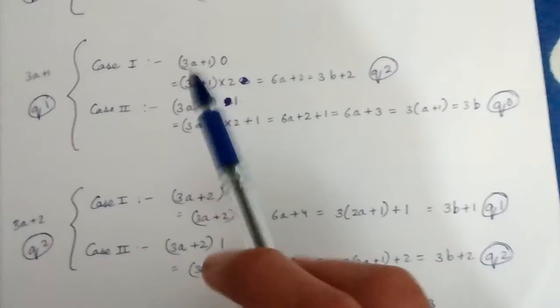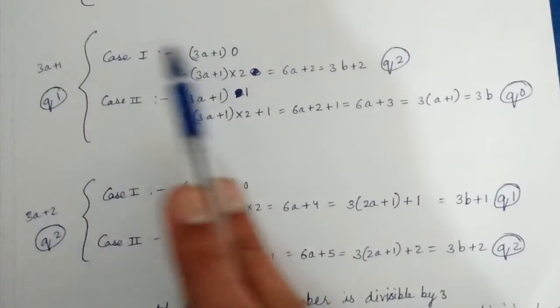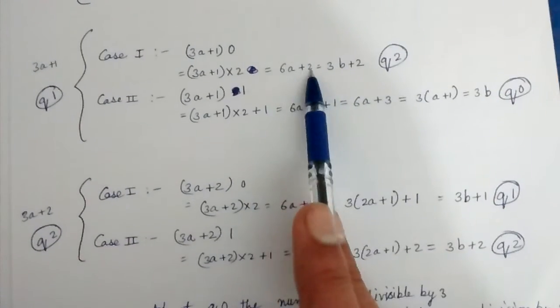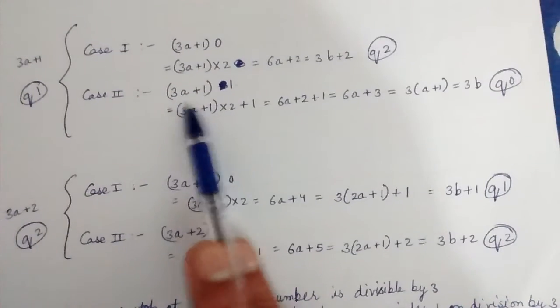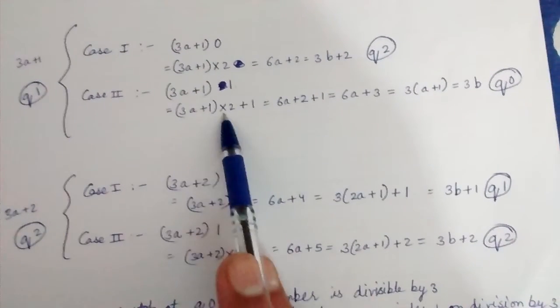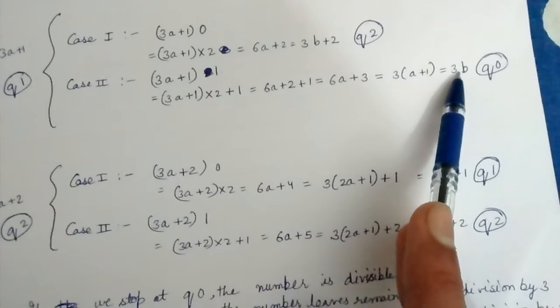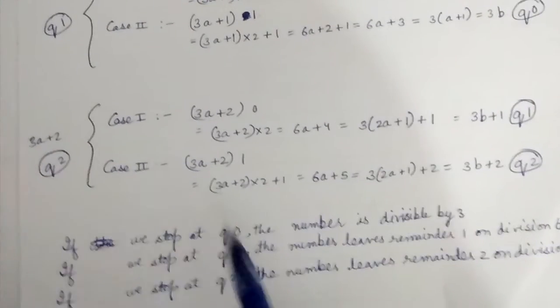And similar are the other calculations. Like in state q1, which is of the form 3a plus 1, if we encounter a 0, 3a plus 1 into 2, that is 6a plus 2, that is 3b plus 2, that is q2. If we encounter a 1, that is 3a plus 1 into 2 plus 1, that is finally of form 3b. And similarly for q2, these are the two cases.